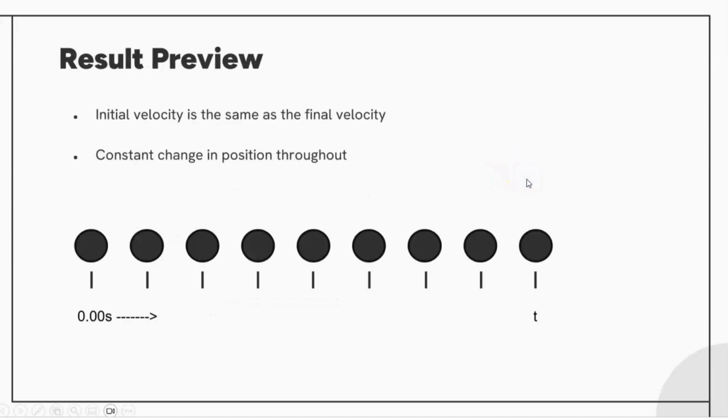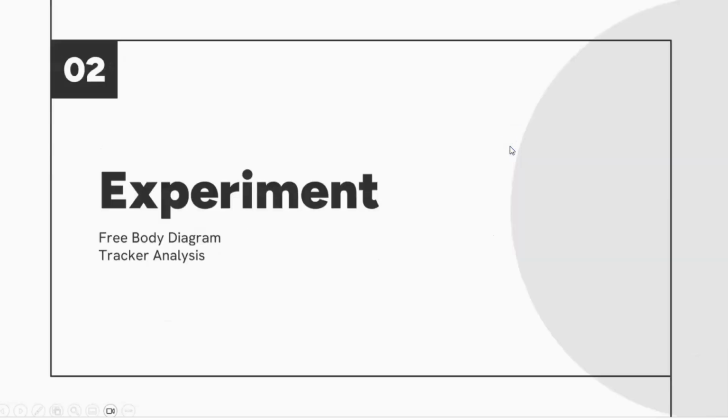And this is going to be a preview of what the results should look like. The initial velocity should be the same as the final velocity, and there should be a constant change in position throughout the entire experiment. So for each same time interval, there'll be the same amount of position covered. And now onto the experiment.